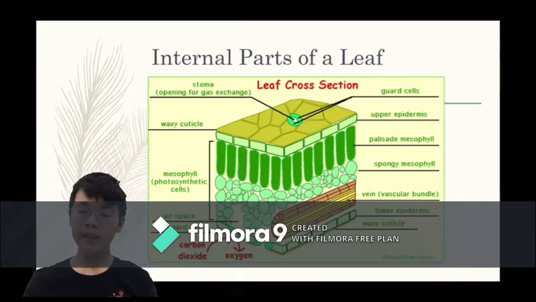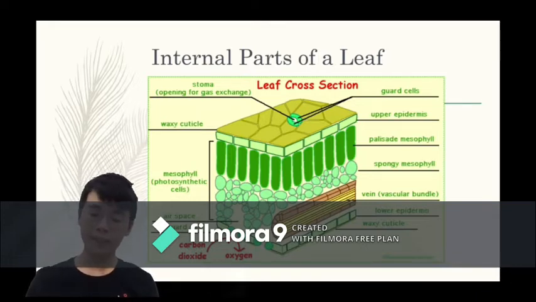Under the upper epidermis, we have the palisade mesophyll. The palisade mesophyll consists of two layers of closely packed, long cylindrical cells. The palisade mesophyll also contains numerous chloroplasts. This makes the palisade mesophyll the main site of photosynthesis.